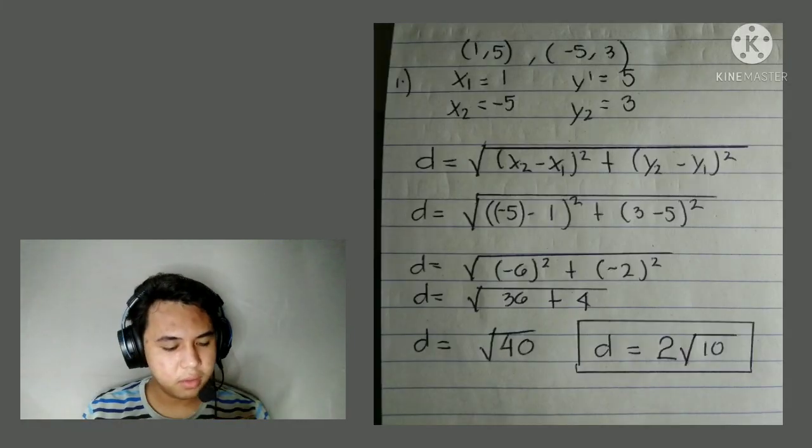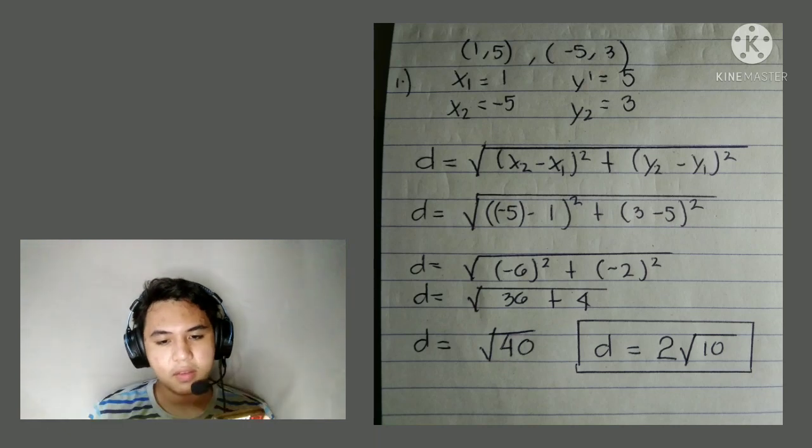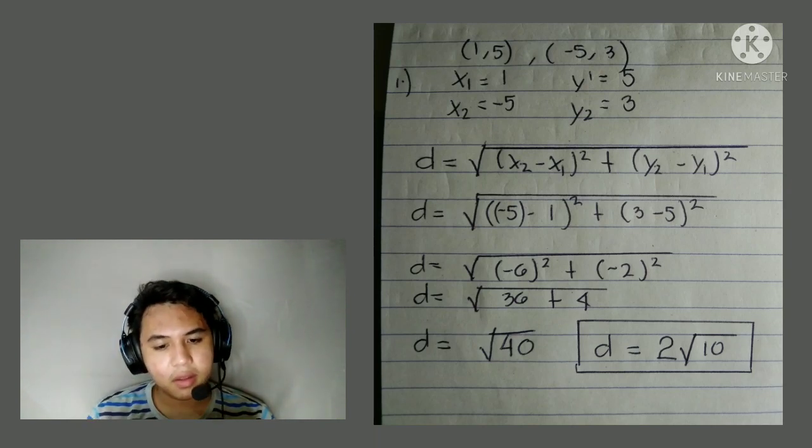For number 1, we have our points here and we're asked to find the distance between the points. So we have here (1, 5) and (-5, 3). To solve this, let us identify our x sub 1, which is 1, and our x sub 2 is equal to negative 5, and y sub 1 is equal to 5, and y sub 2 is equal to 3.